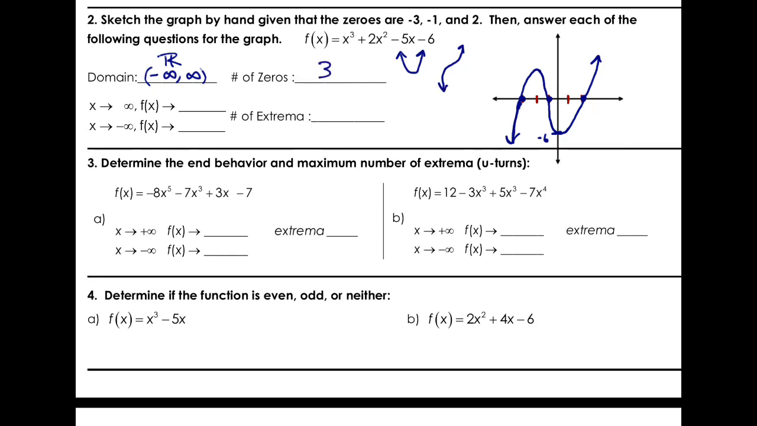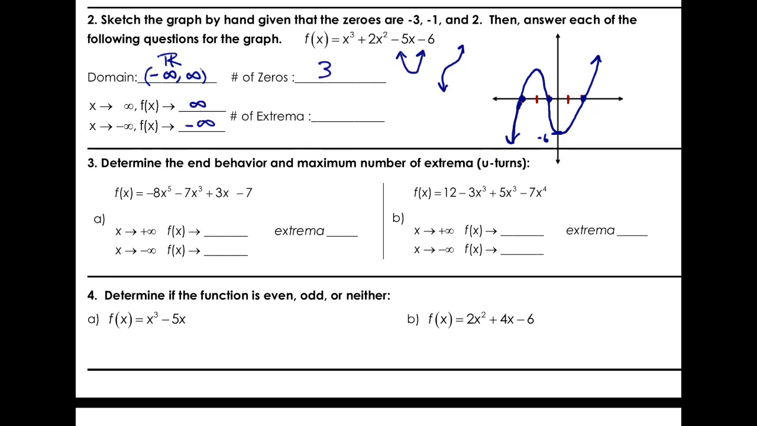In behavior, as x is going to infinity, I hit the line and I go up. So that should be to +infinity. As x goes to -infinity, as we're going on x to -infinity, we hit the line and we go down. So that should be -infinity.